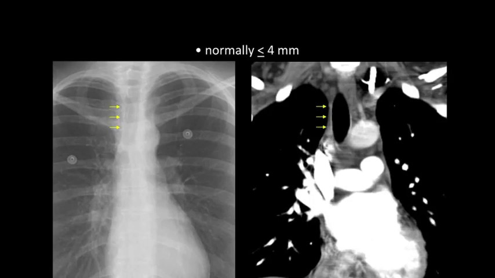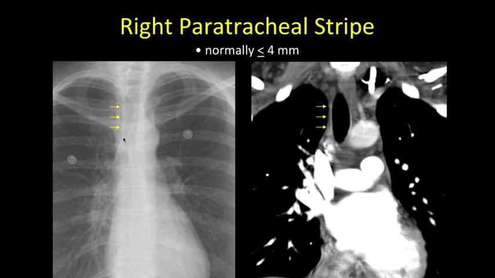This interface is typically behind the interface of the SVC. It's created by lung abutting the right posterior lateral tracheal wall, and then there's air within the trachea that creates this stripe. This is called the right paratracheal stripe, and it should be 4 millimeters and smaller. Enlargement is an indicator of adenopathy.